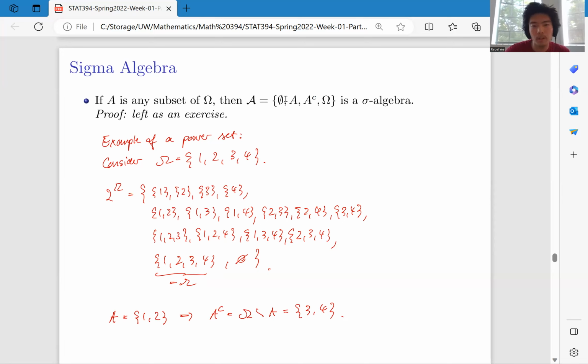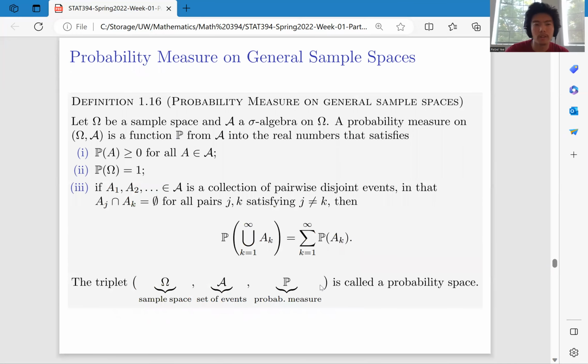So to give an example here, if we set A as {1, 2}, then the complement of A is omega minus the set A, which is {3, 4}. So that's a more realistic example to show the relation between those sets. So hopefully you already understand.